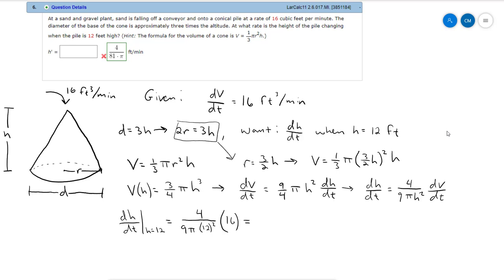So when we plug all that stuff in, we should get 4 over 81 pi after you simplify it. And the units here, since it's dh/dt and h is measured in feet, then we've got feet over minutes, so feet per minute are the units here. Okay, so that's it. The rate at which the height is changing is 4 over 81 pi feet per minute at that moment when the height is 12.